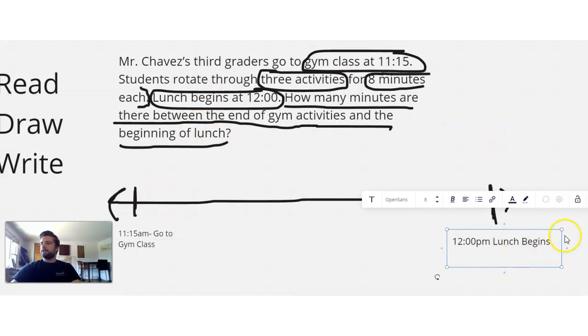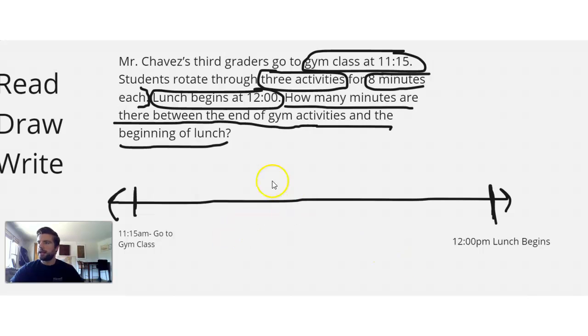So between 11:15 and lunch, there's some things that happen. It looks like there's 3 activities for 8 minutes each. Guess what that sounds like? That sounds like we might have to skip count by 8s. So if there are 3 activities, 8 minutes each, we're going to be able to skip count by 8s to figure out how long all those activities took together. So let's do that right now.